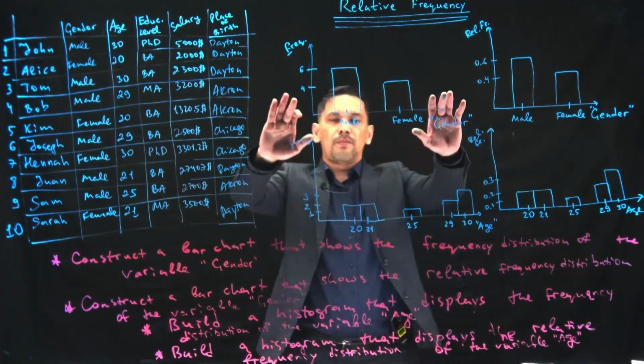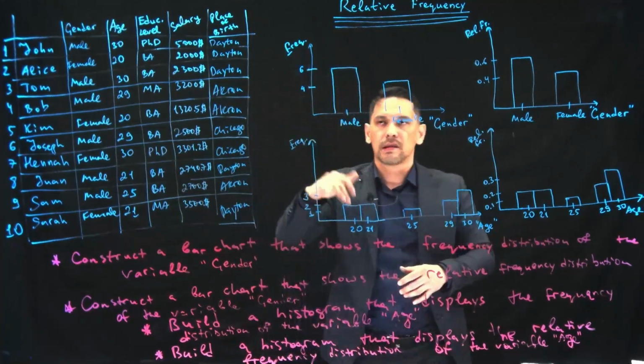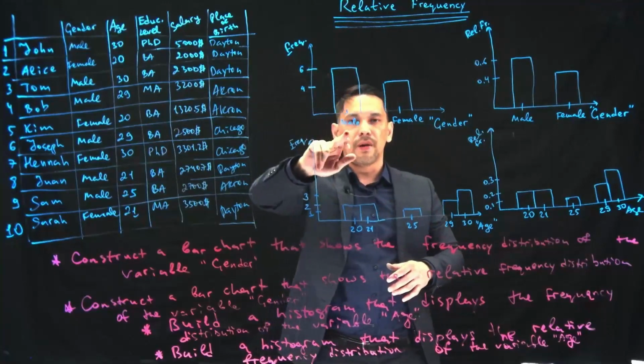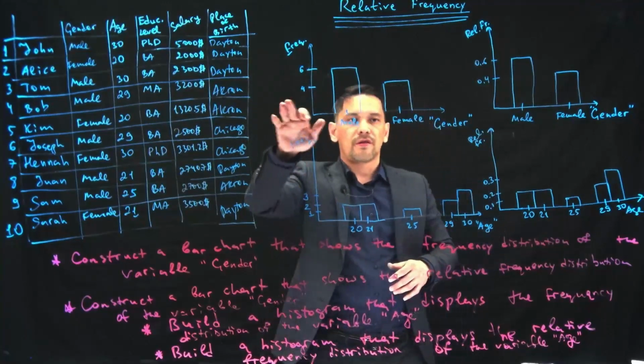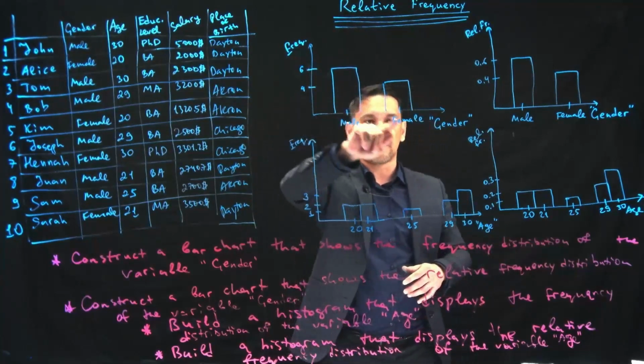I can see in this bar chart that the frequency of the value male is 6. That means that 6 of my employees are males. And the frequency of the value female is 4. In this context, it means that 4 of the employees are females.